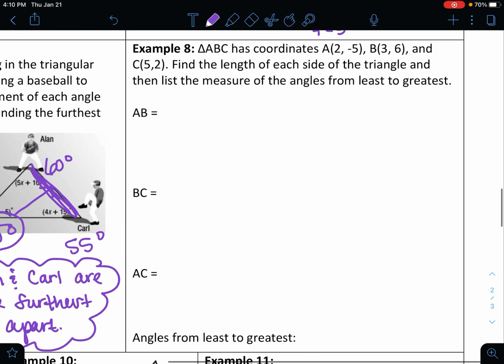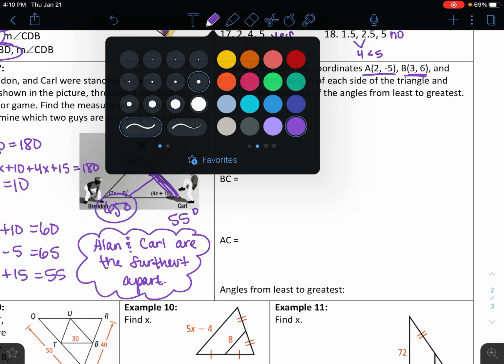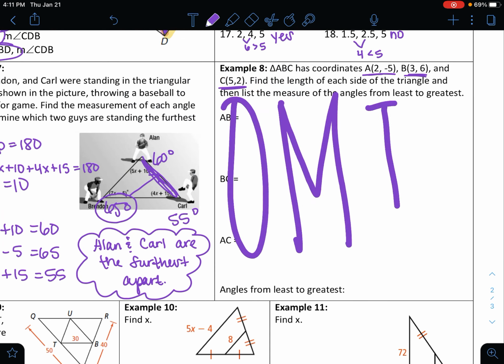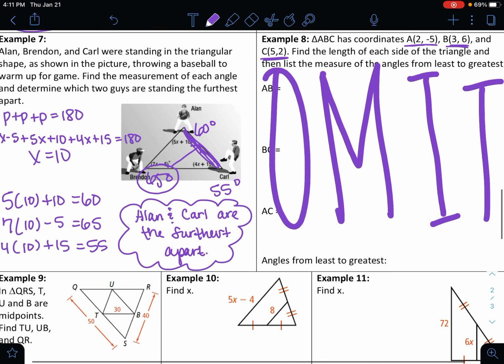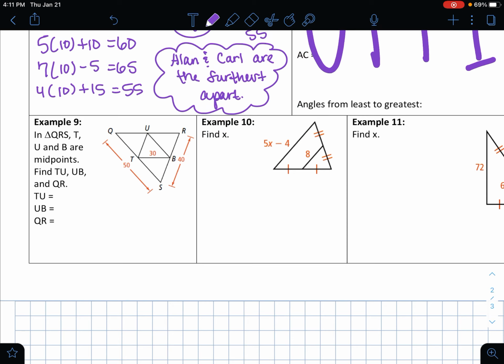All right, example 8. Triangle ABC has the coordinates given. Find the length of each side of the triangle and then list the measure of the angles from least to greatest. Ladies and gentlemen, we're going to omit this one, okay? All right, going on to example 9.